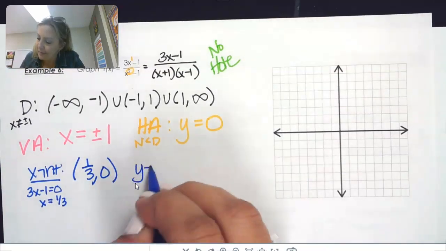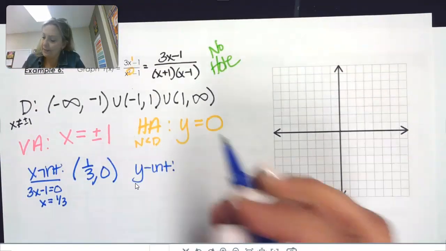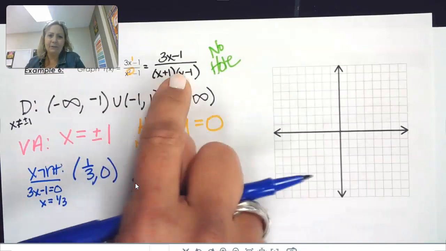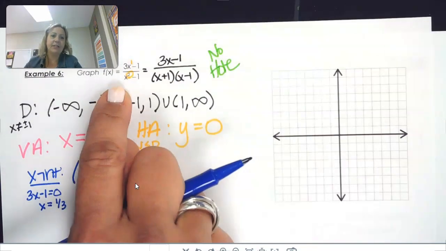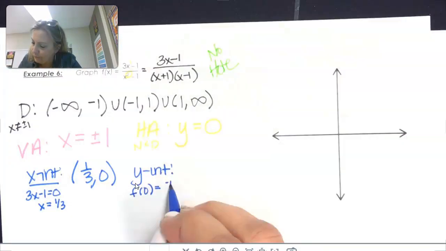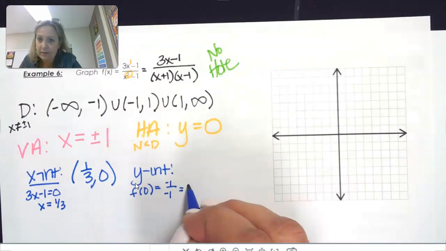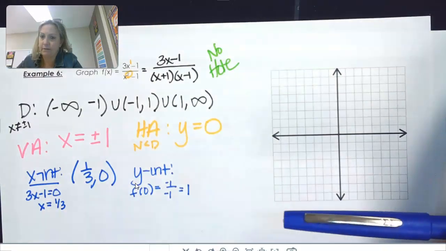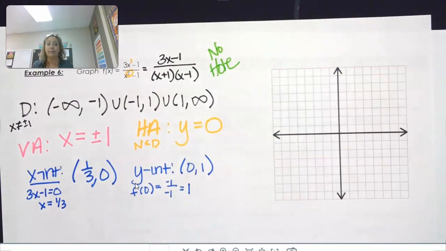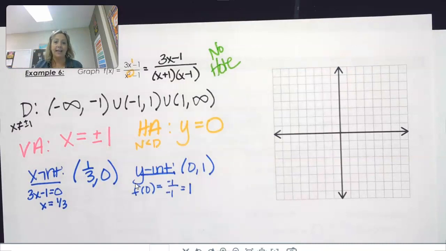My y-intercept is what happens when I find f of 0. The written out form, the unfactored form, is actually easier here because, again, we just look at the constants. So that gives me negative 1 over negative 1, which is 1. And so my y-intercept ends up being the point 0, 1. Okay? So let's take this information and put it on our graph.